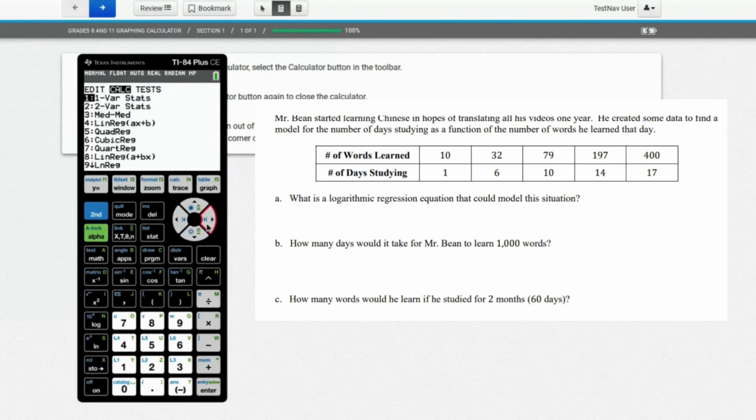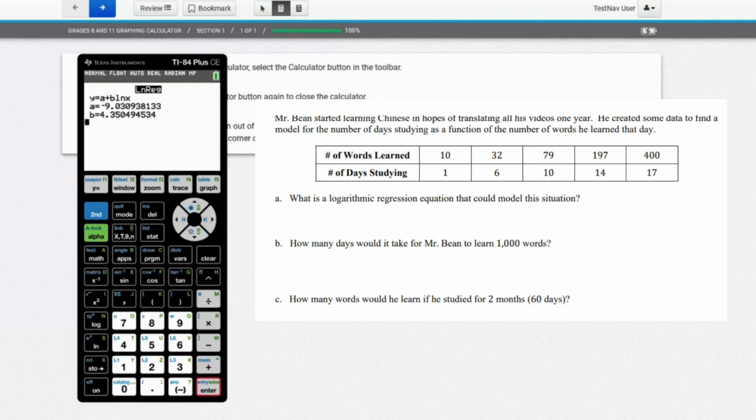Hit stat, go to calc, and we're going to do ln reg. So hit up a few times or down a bunch of times. I don't know if it really matters. But we want to save this because we're going to need this equation to do parts B and C. So I'm going to go to store reg eq. I'm going to hit vars, go to y vars, and then hit enter, enter. Now once I go down to calculate, there's my equation.